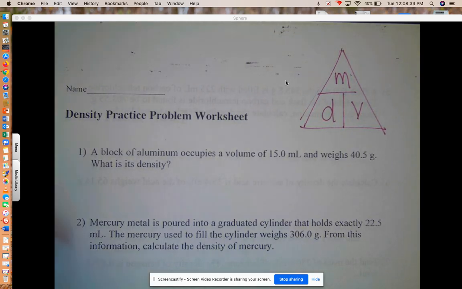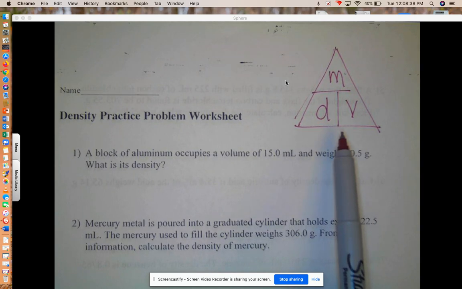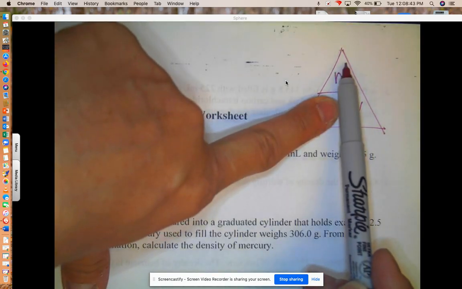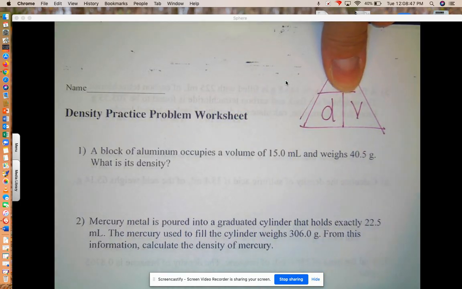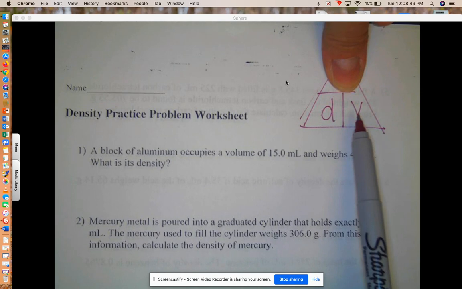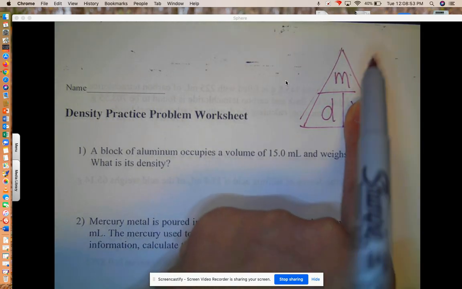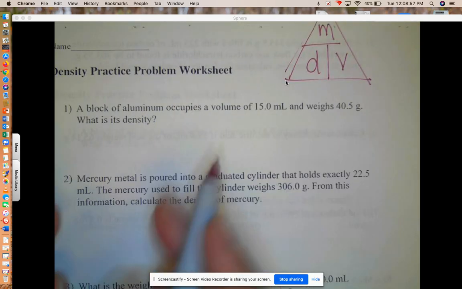Right, so we're working density problems, and the first thing we're going to do is put our magic triangle up, right? We remember how to use that. If we're asked to solve for density, cover up the D. Triangle tells us what to do: mass divided by volume. Solving for mass, cover up the M: density times volume. Cover up the V: mass divided by density. So, number 1 asks us to solve for density.